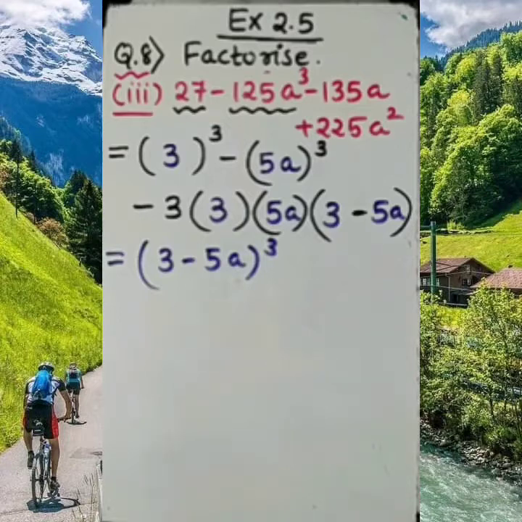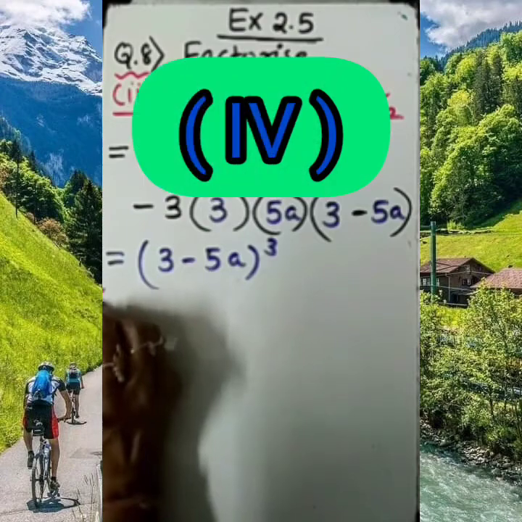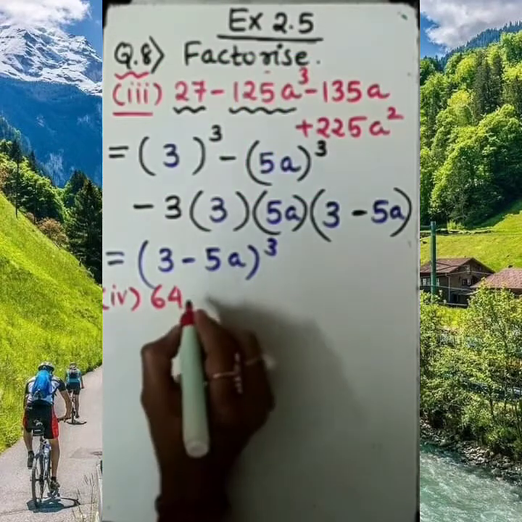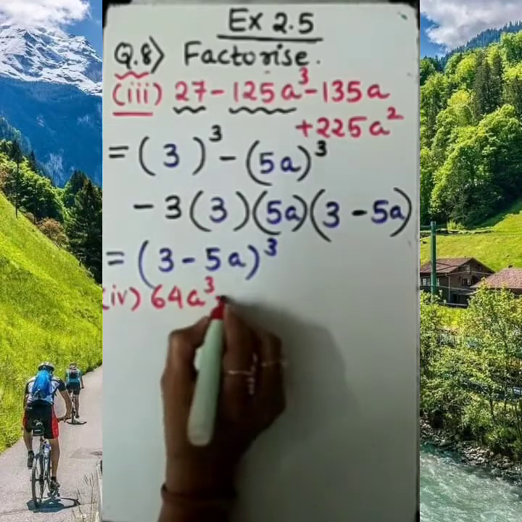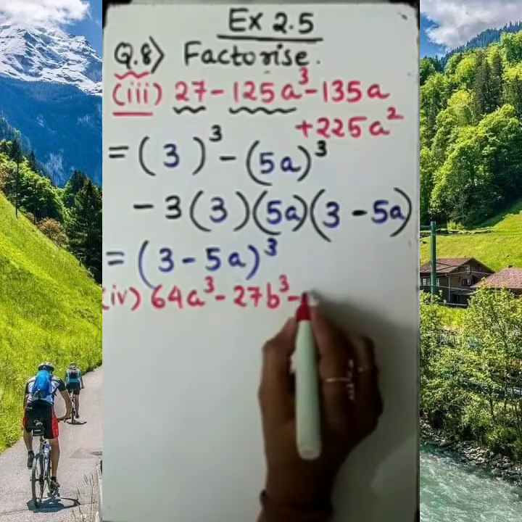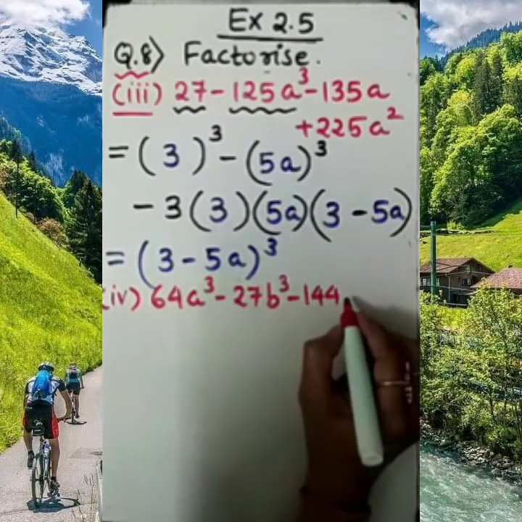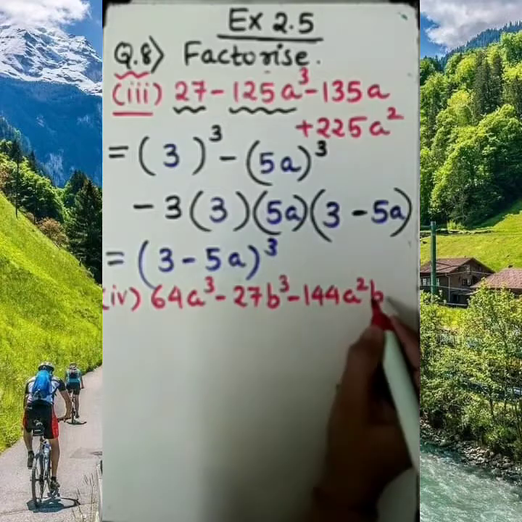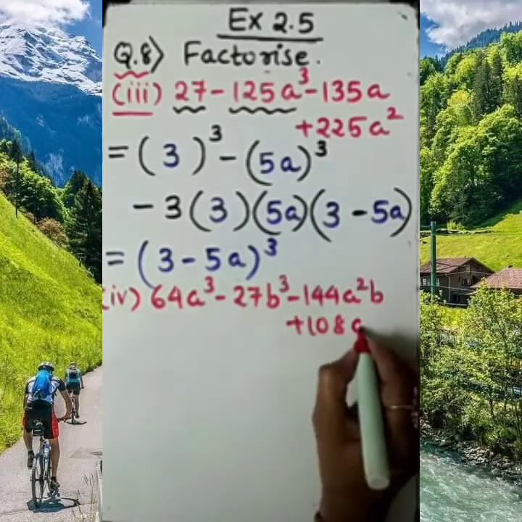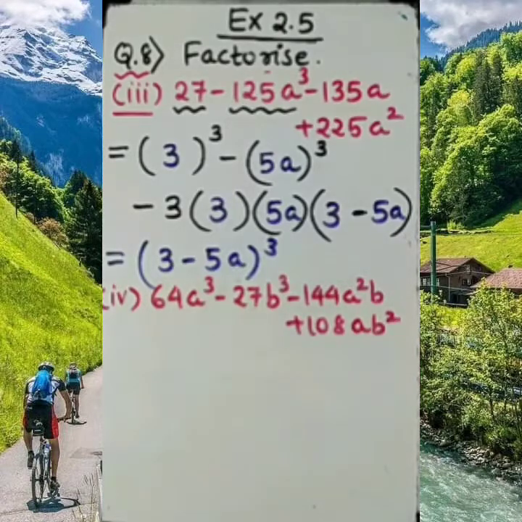Quite easy, right? We'll go with the fourth now. Let's see what we are given in the fourth: 64a cube minus 27b cube minus 144a square b plus 108ab square. Fine, this we are doing. So my dear student, what we have to do here?